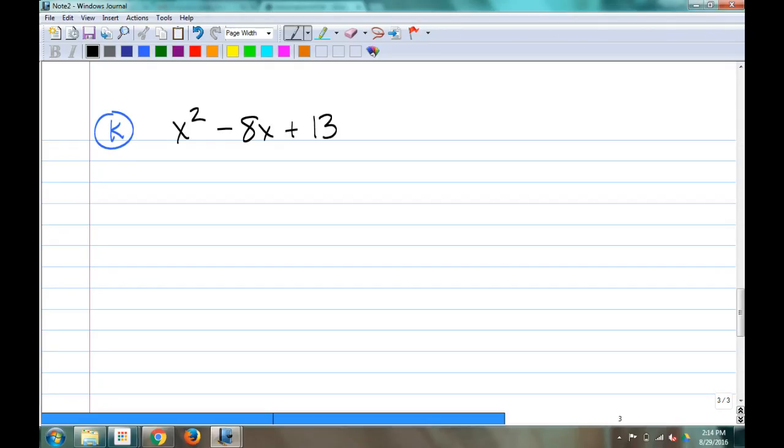Well, 13 is prime. It's not both. It's prime, that's true. So that means when you do the x method, 13 and negative 8, the only numbers that can multiply to be 13 are 13 and 1. And if I made them both negative, there's no way those both add up to be negative 8, right? So this cannot be factored.